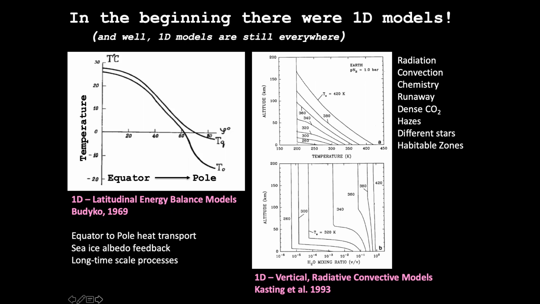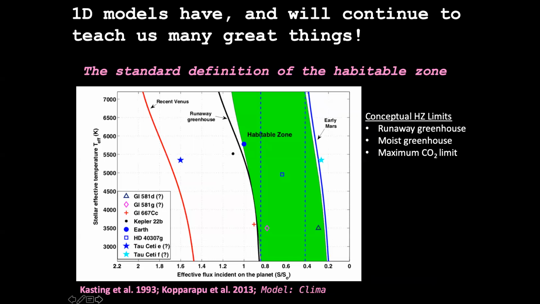Radiative convective model with 1D in the vertical, which includes radiation and convection and has elucidated such processes as runaway greenhouses and dense CO2 atmospheres and processes around different stars and things like that. So 1D models have and will continue to teach us many great things, such as the standard definition of the habitable zone from Kasting et al.